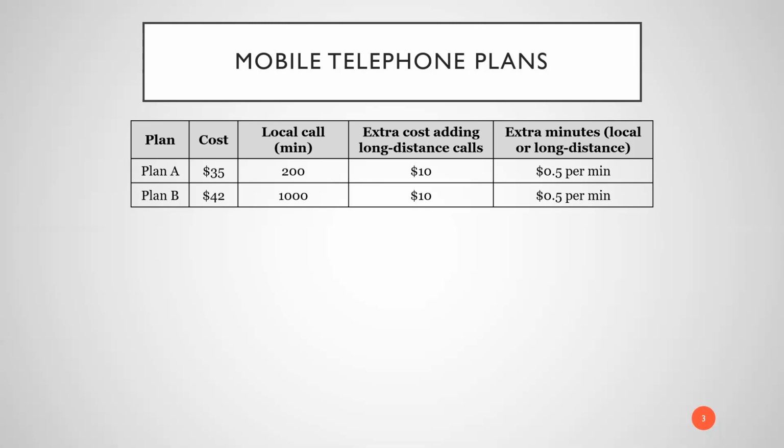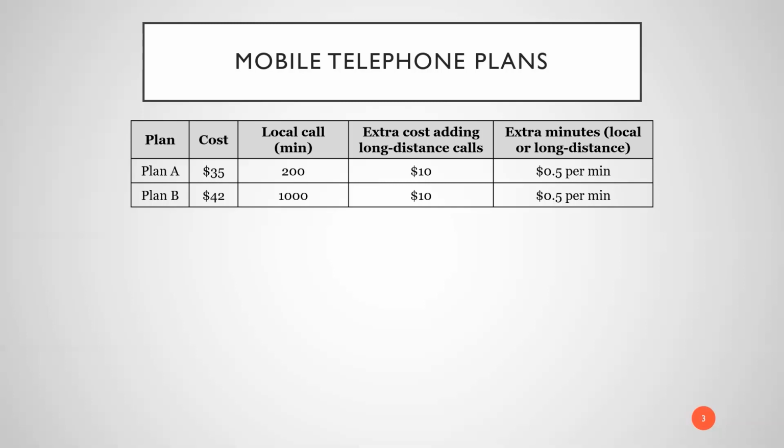In both of the plans, for an extra minute of calls, either local or long distance, you should pay 50 cents per minute. Also, as you can see again in the table, you can change the local call into anywhere call by adding an extra $10 per month in both of the plans.